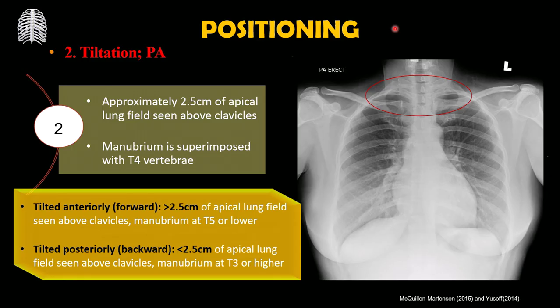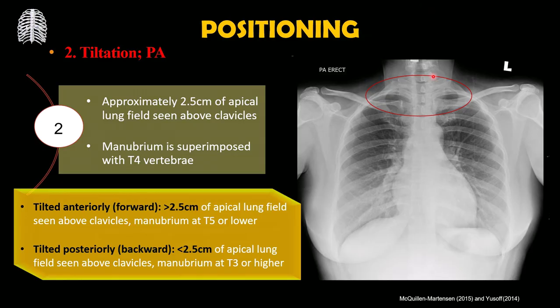There are two scenarios in which tilting might occur. If less than 2.5 cm of the apical lung field is seen above the clavicle, or the manubrium is projected at T3 or higher, and the lung and heart appear foreshortened, it indicates that the patient was tilted posteriorly or backward.